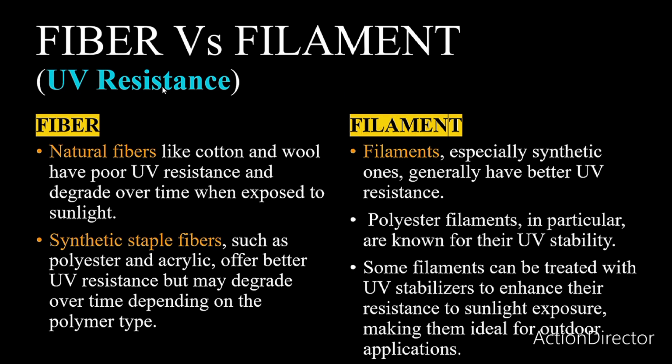Further, we will discuss UV resistance. Natural fibers like cotton and wool have a poor UV resistance and degrade over time when exposed to sunlight. Synthetic staple fibers such as polyester and acrylic offer better UV resistance but may degrade over time depending on polymer type. It means for synthetic fibers, they have slightly different behavior depending on polymer type.